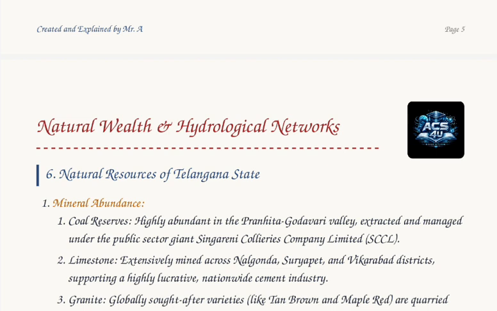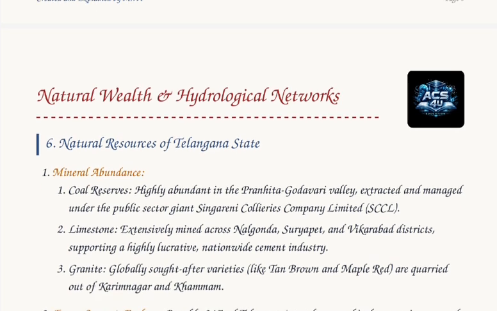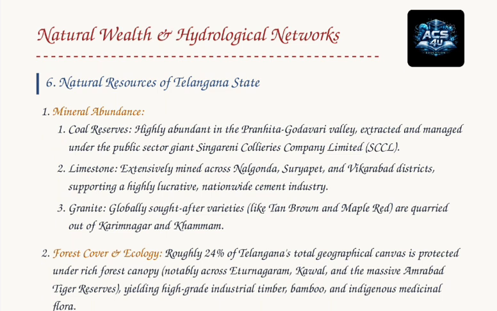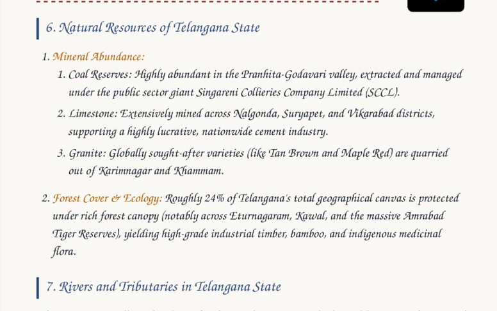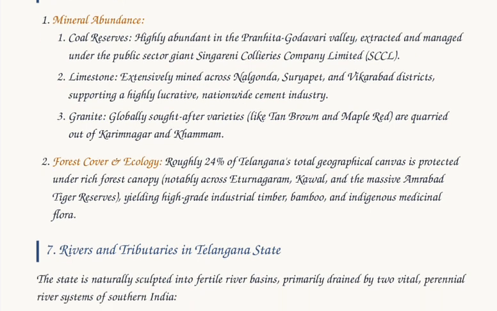Granites, globally sought-after varieties like tan brown and maple red, are quarried out of Karimnagar and Khammam. Next, there comes the forest cover and ecology. Roughly 24% of Telangana's total geographic canvas is protected under rich forest canopy, notably across Eturnagaram, Kawal and the massive Amrabad tiger reserves, yielding high-grade industrial timber, bamboo and indigenous medicinal flora.